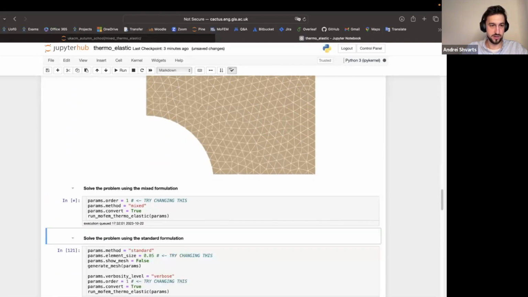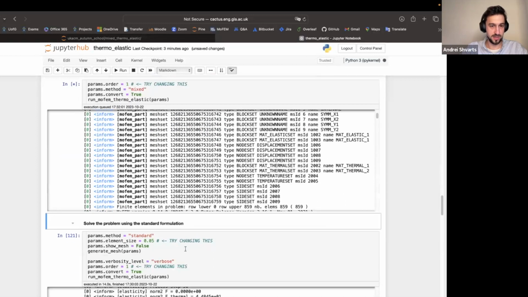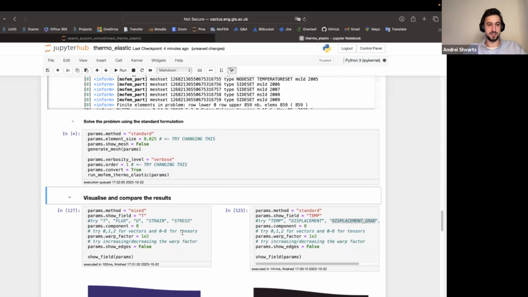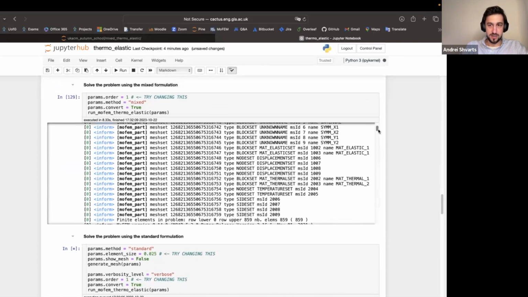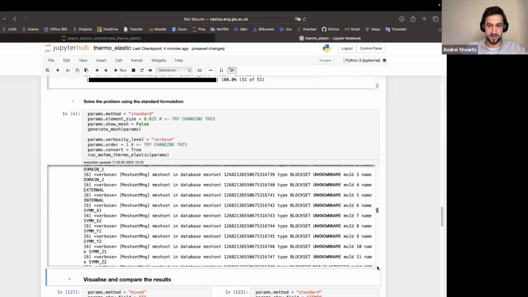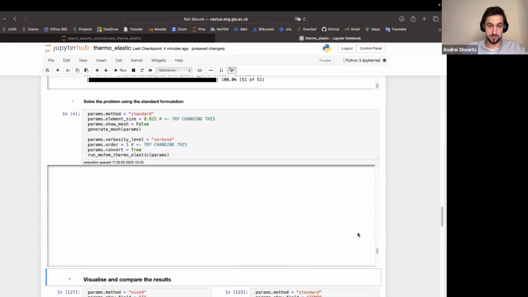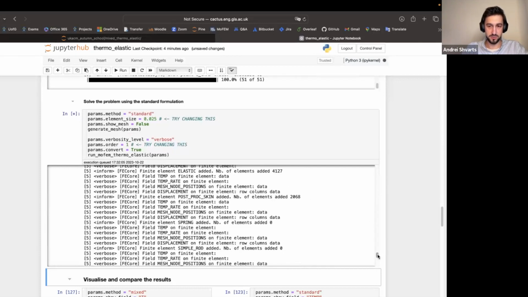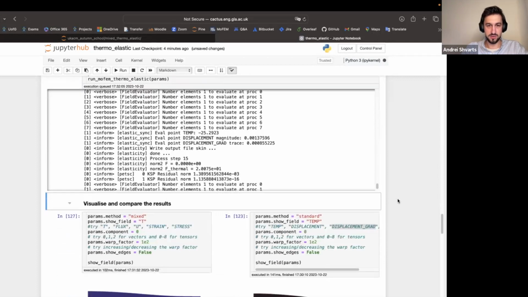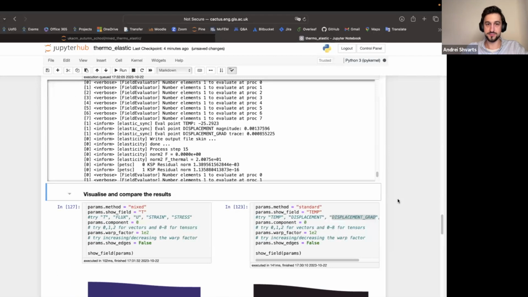And I rerun the analysis for mixed, and then I set the same mesh size for the standard, and I rerun the analysis there. Okay, the mixed is done. Now the standard is running. For this finer mesh, it's going to take a bit longer, but still a reasonable time. You should see the results in under a minute, probably even faster.